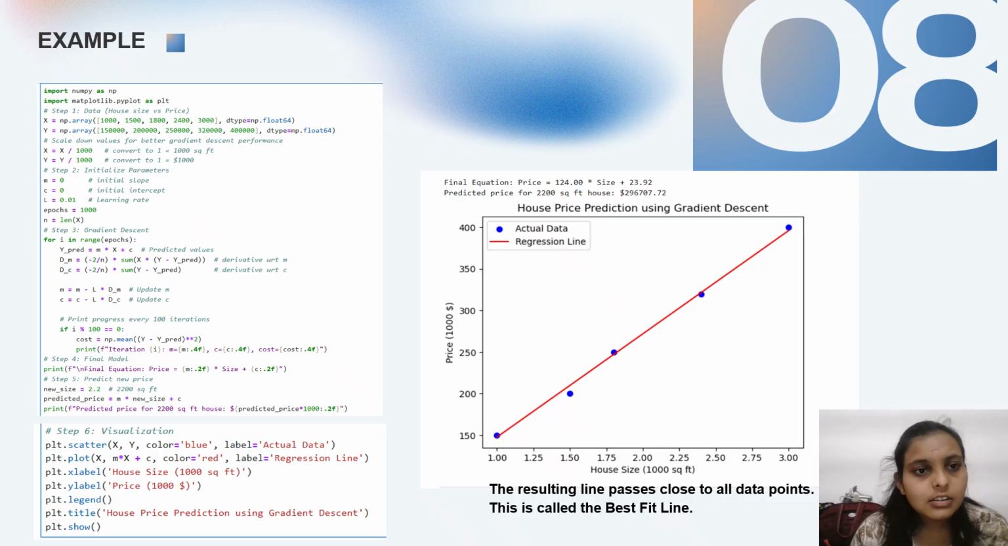For example, we have taken here two arrays. x is the size of the house and y is the price of a house. Let m equal 0 and c equal 0. Let L be our learning rate. It could be a small value like 0.01 for good accuracy.